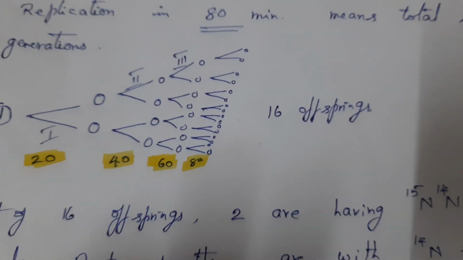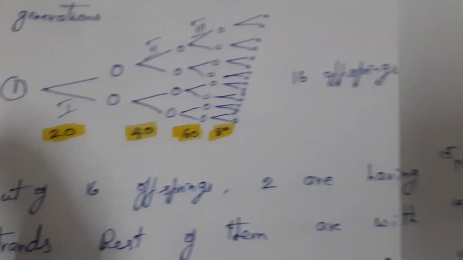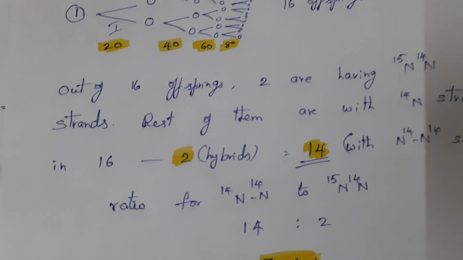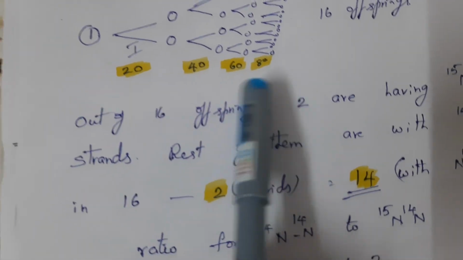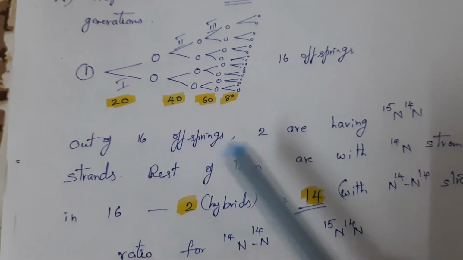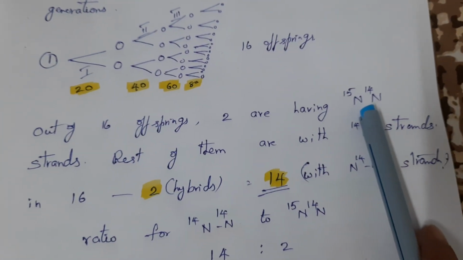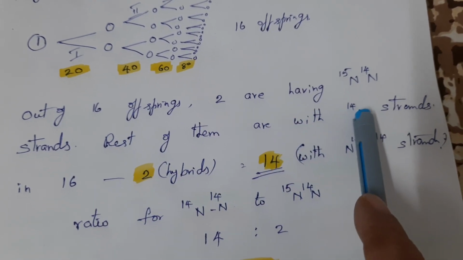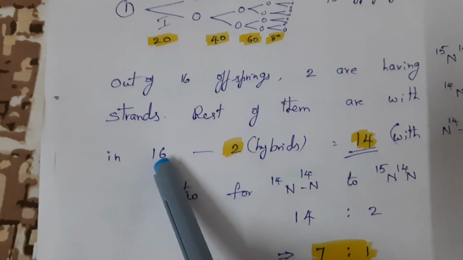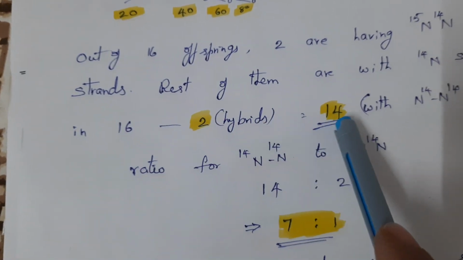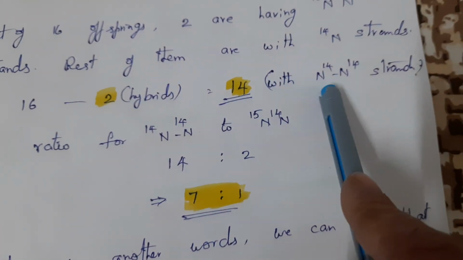In these 16 offsprings, how many are the hybrids and how many are the normal ones? Out of 16 offsprings, 2 are always hybrid, that is the N15 and N14 strands, and the rest of them are the N14 strand. That is, in the 16, 2 are the hybrids. If you deduct the 2 from the 16, then we are getting 14 with the N14 strand.